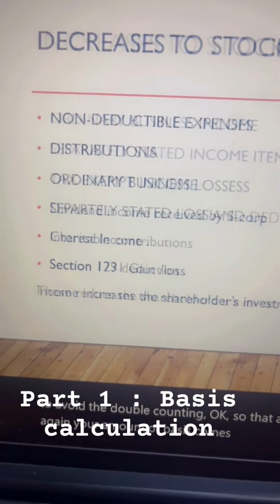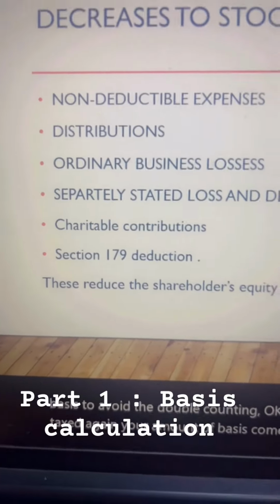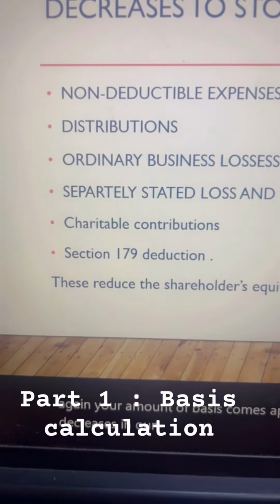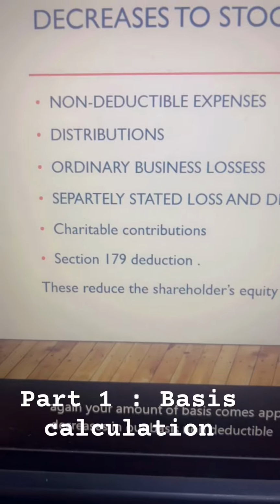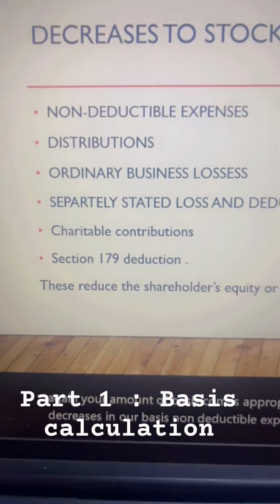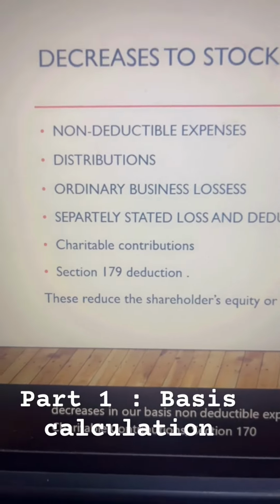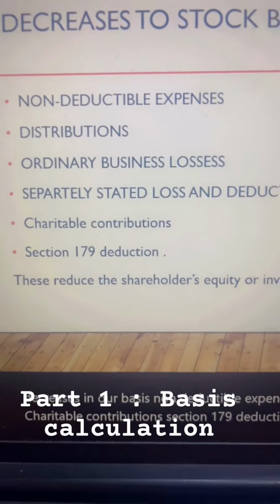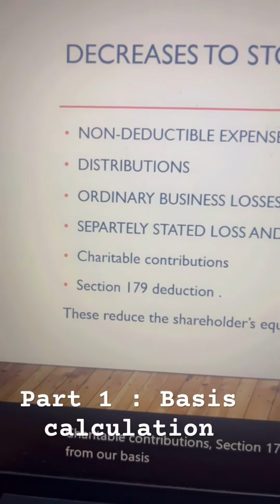That's why. And what items do we decrease in our basis? Non-deductible expenses, distributions, losses, charitable contributions, section 179 deduction. All these items we have to deduct from our basis because they are reducing my equity.